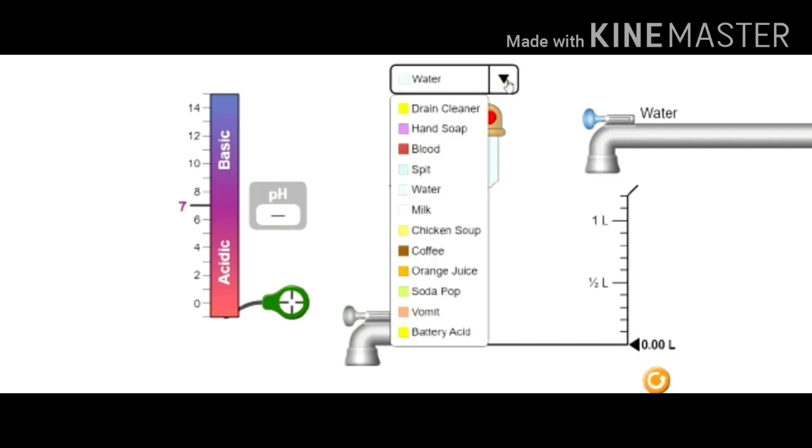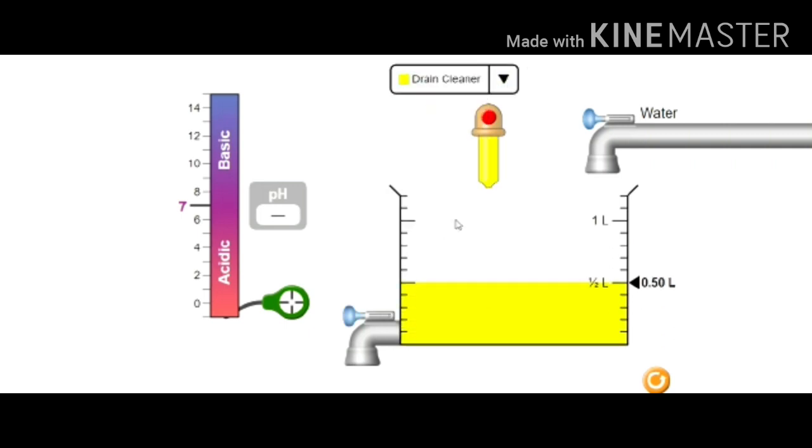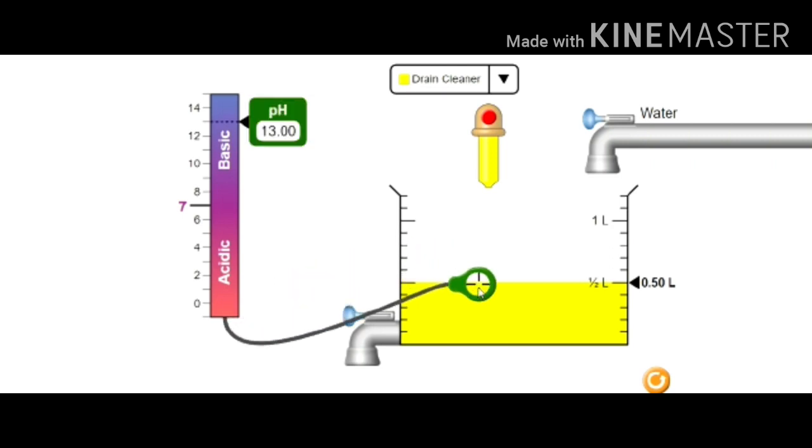I am going to take one more, that is dry cleaner. I have taken dry cleaner now. I want to know the pH of this particular solution. Now I am going to check with this device. See, the pH is 13. It is highly basic or highly alkaline. The dry cleaner is highly alkaline.